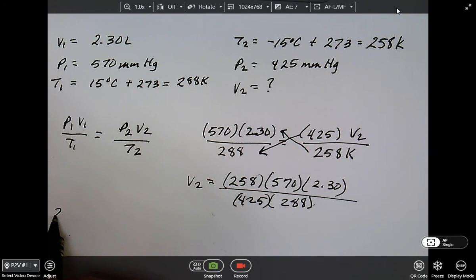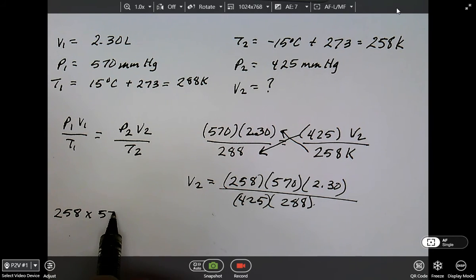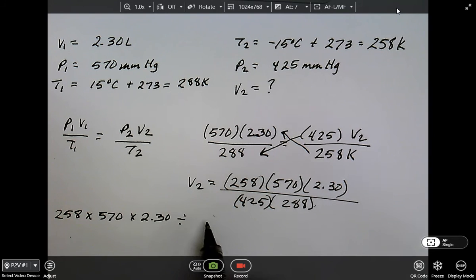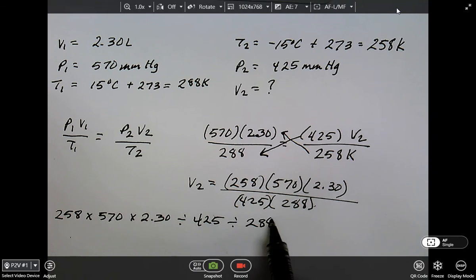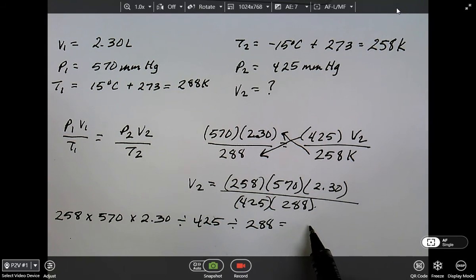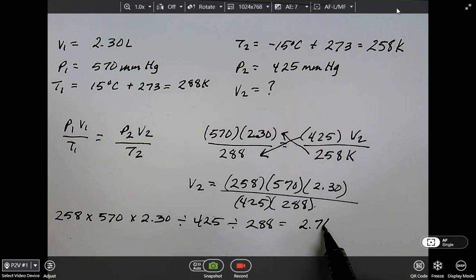So in your calculator, plug in 258 times 570 times 2.3, and then hit divided by 425, and then divided by 288. And you should come up with an answer of what? Go ahead and plug that in. 2.76 when you round it.